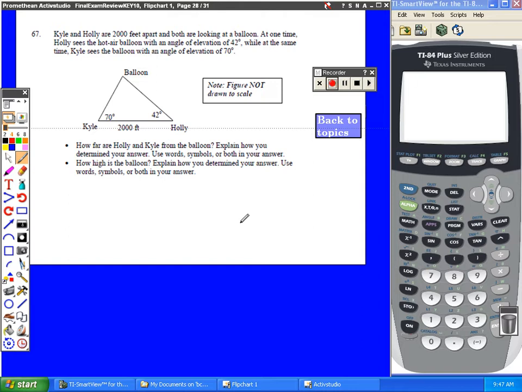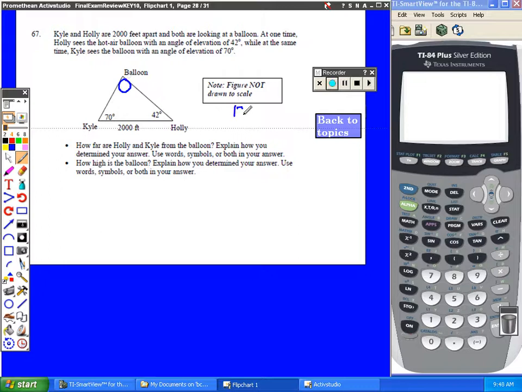Question number 67. When I first saw this triangle, I knew I was going to have to use some kind of trig function. You can't use sine, cosine, and tangent because it's not a right triangle. You can't use law of cosine. No, you can use law of sine. See how you're missing only one angle?